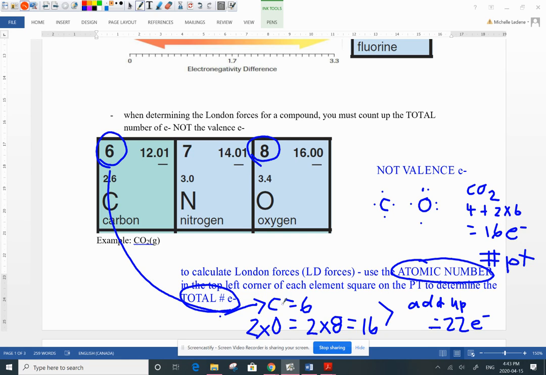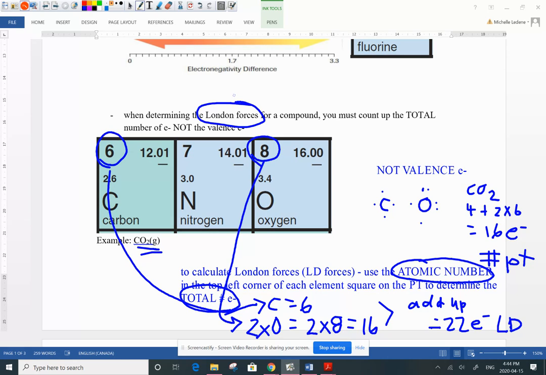So carbon has 6, and from the periodic table, we're looking at CO2, so we have 2 oxygens. 2 times 8 is 16. Add them up and you get 22 electrons. That's your London dispersion or your London forces. We're not doing valence electrons. We were doing that before when we were drawing out our molecules, and that's still important to do when you're drawing your molecules to do your molecular shape. But you do not count valence electrons for London forces.